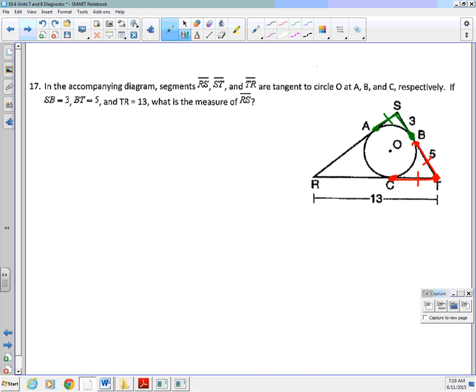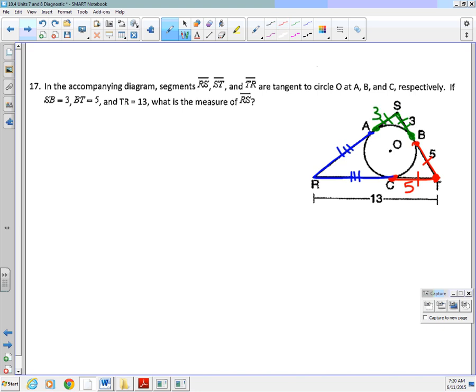So I have these guys are equal, those guys are equal, and the blue guys are equal. So now I just have to apply some numbers here. I know that TB is 5, so is TC. I know that SB is 3, so is SA.